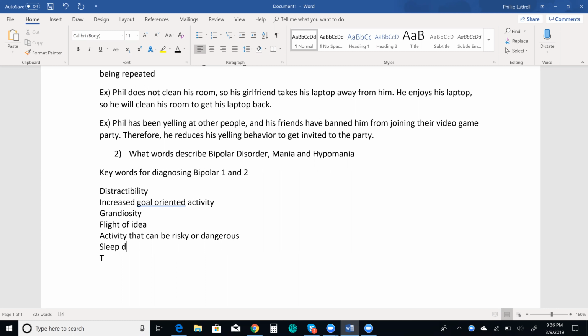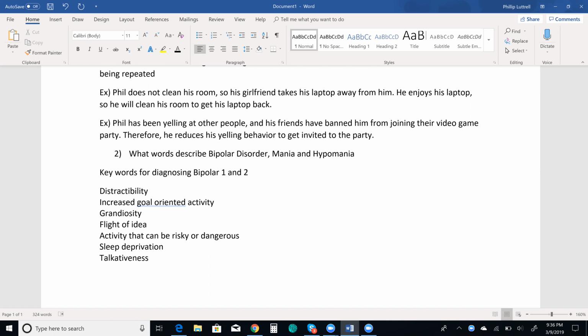And then sleep deprivation, meaning they stay up days in a row, they get a couple hours of sleep, feel like they slept the whole night, and are running around doing all of these things. And then the T, which is talkativeness. They feel like they need to talk to everybody or engage in conversations where it otherwise would not be necessary. So that is the easiest way that I've found to summarize it.